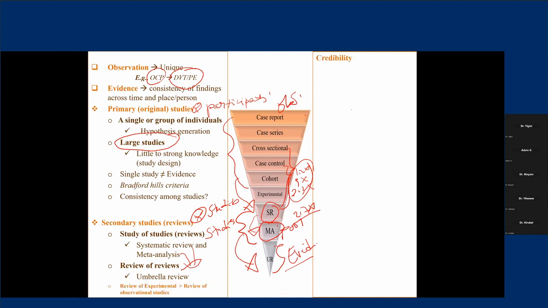So these studies, just like the primary studies, they should be assessed for their credibility. And the first one is, whenever we do secondary studies, we have to make sure that we did a comprehensive search.